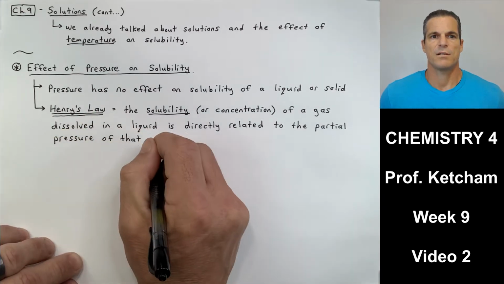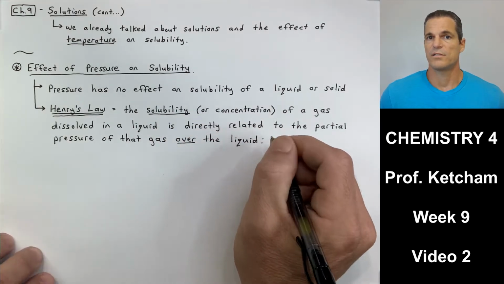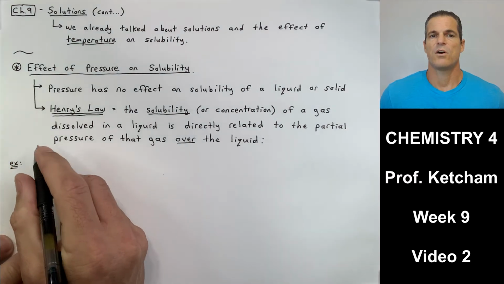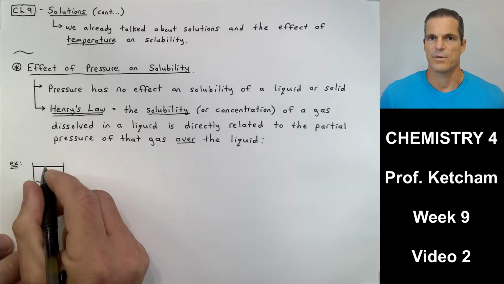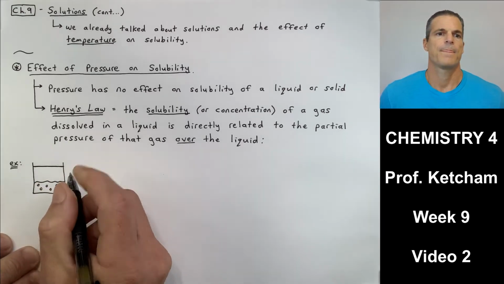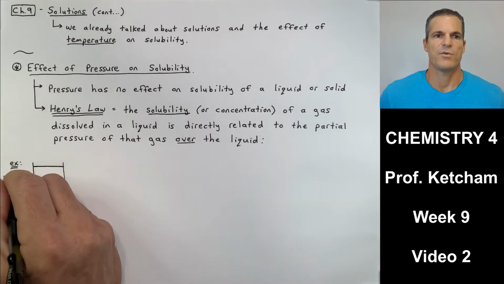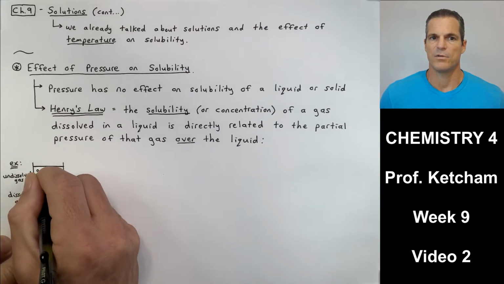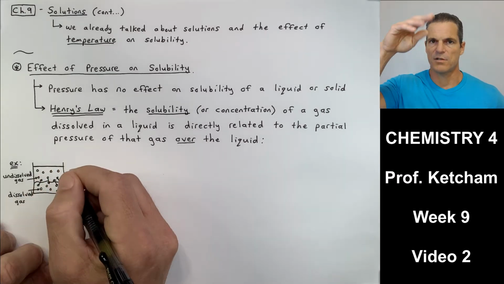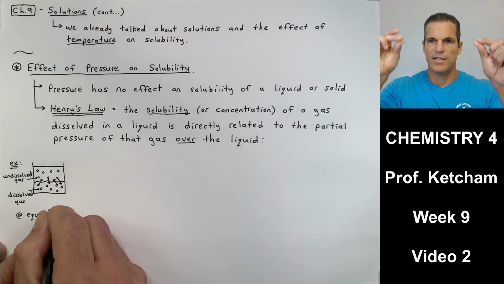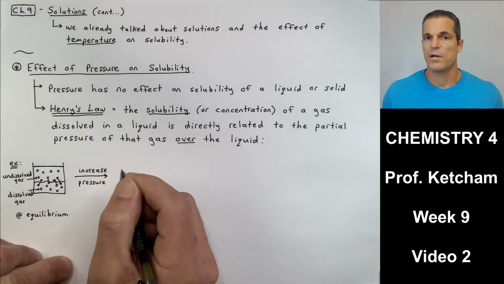So Henry's law, this is discussed in your book as well. It says the solubility or concentration of a gas dissolved in a liquid is directly related to the partial pressure of that gas over the liquid. So here's what I mean by that statement. I'm drawing a sealed container, and you will see that you have dissolved gas particles below the surface and some undissolved gas particles floating in the air. Now the undissolved gas particles floating in the air are condensing into the liquid at the same rate the liquid is naturally evaporating. So we're at equilibrium.